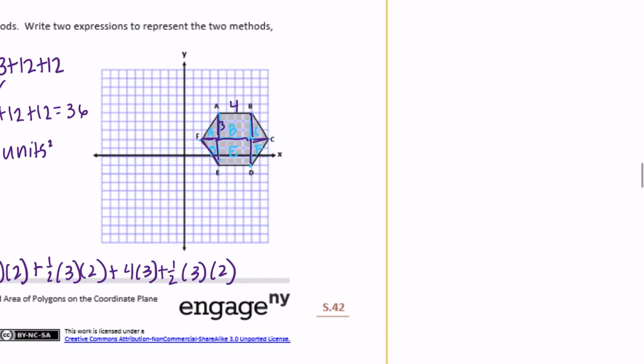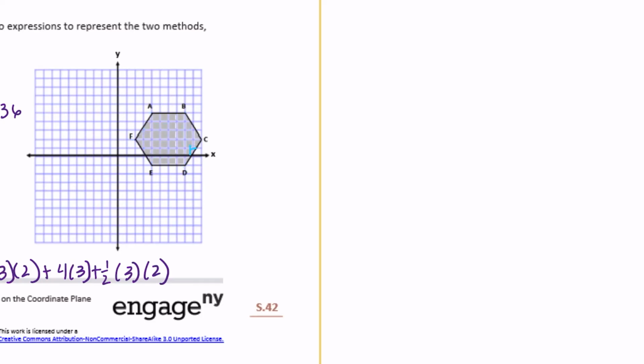So for the second method, what I'm going to do is, let me get rid of what was in there. I'm going to find the area of the outside. I'm going to make a rectangle around the outside, and I'm going to find the area of these red pieces. They're easy to find the area of because they're all right triangles. And then I'm going to subtract them from the area of the rectangle, and I'll be left with the hexagon.